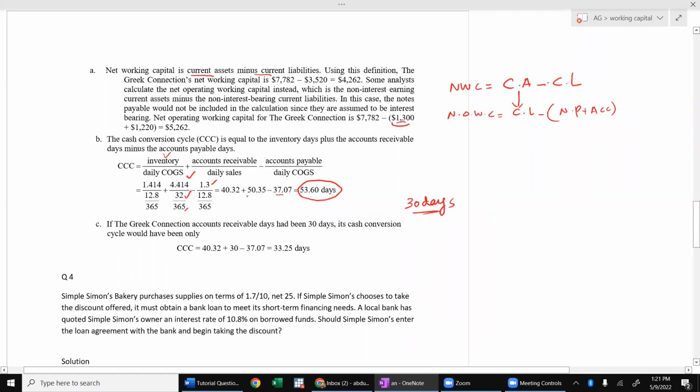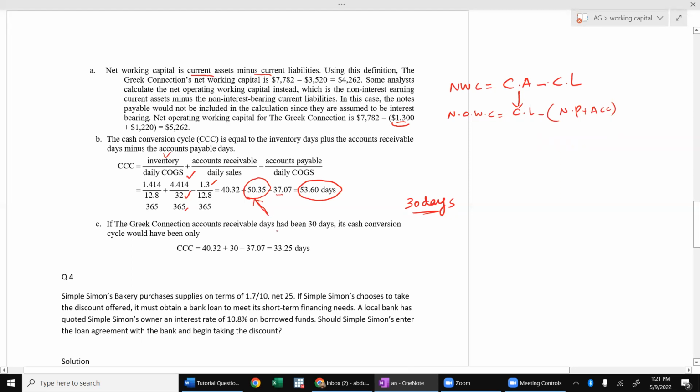So it means the company's receivable days are 50.35 days. So it takes 50 days for the company to convert its credit sales into cash. But in the industry it is 30 days. So it means the company is taking more time to collect its receivables and convert them into cash. So we need to improve it. In the industry it is 30, so it means the company is not performing well.